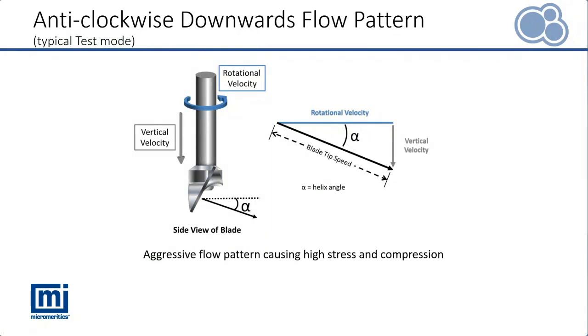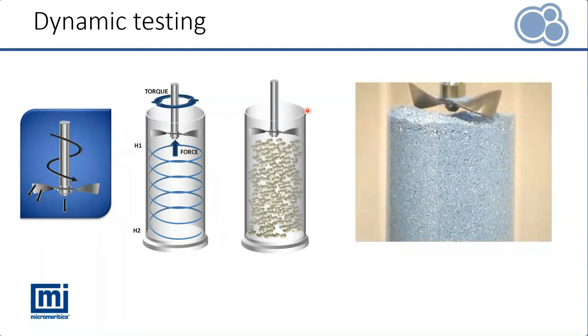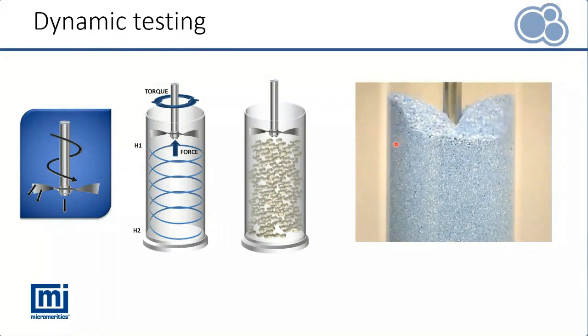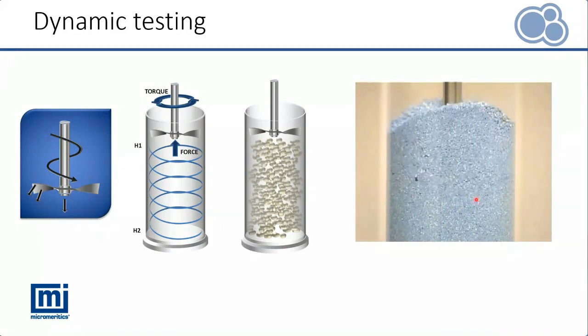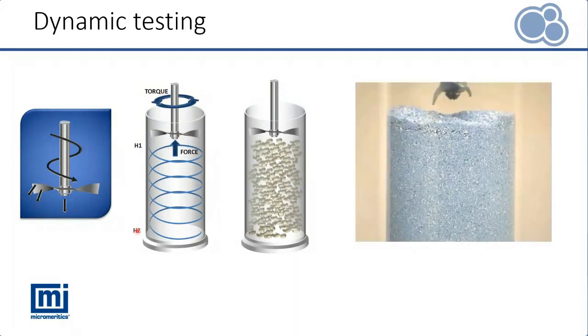Now if we reverse the direction of the blade, this flat surface of the blade will bulldoze down through the powder, so it's a much more aggressive flow pattern. The powder is compressed and compacted towards the base of the vessel. You can see in this video the blade is now moving in the opposite direction. That flat surface of the blade is forcing the powder to move down and around through the vessel. And this is where we measure torque and force as a function of height.